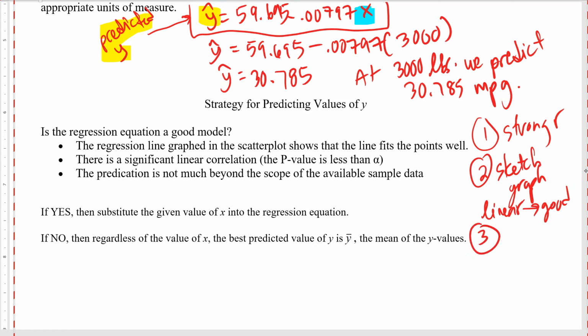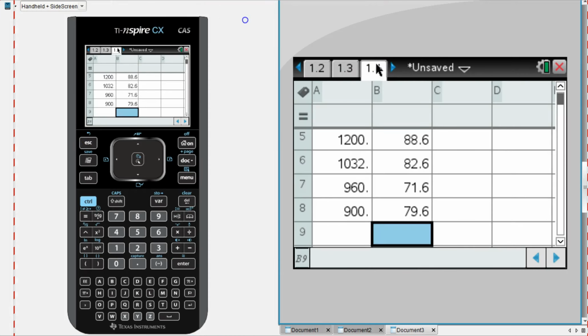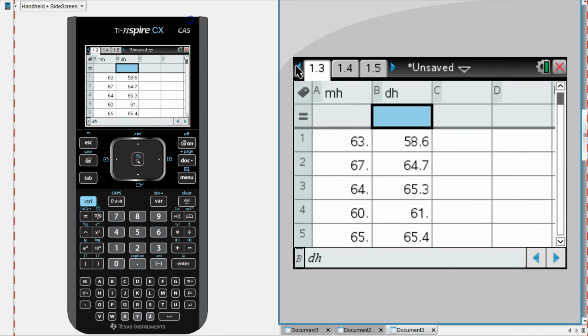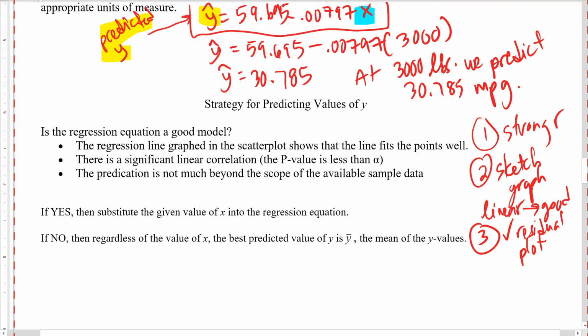Third, we check the residual plot. The residual plot is where I graph that against the residuals. I think I might still have that in my calculator. Let me see. There we go. And we added the residual plot. There should be no pattern in the residuals. So those are the three things that you can do. And if that makes it a good linear model, then we can use it to predict. Be careful.